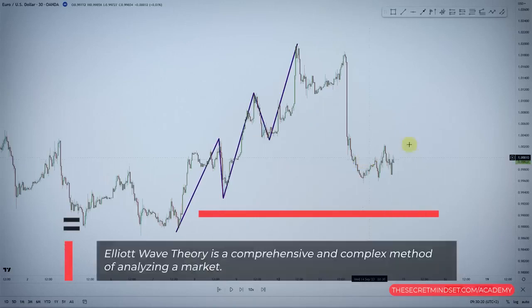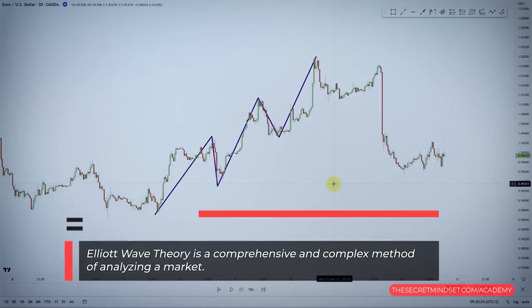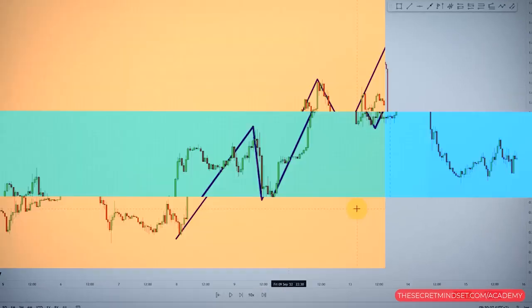Elliott wave theory is a comprehensive and complex topic. But despite its complexity, there are some elements of Elliott wave that can be incorporated and may help you analyze a market. So I'll try to keep this very simple, and I will break down the wave theory into small pieces.